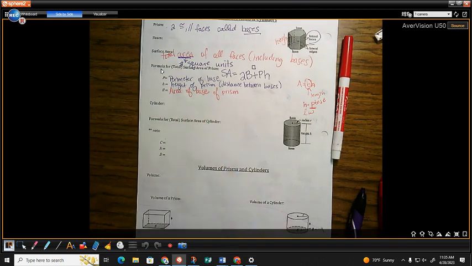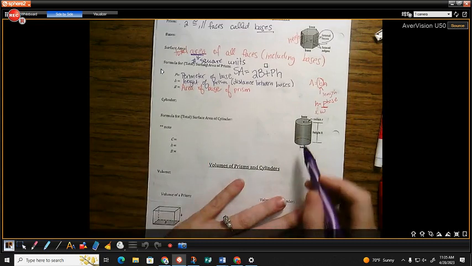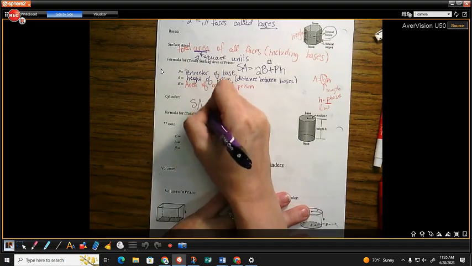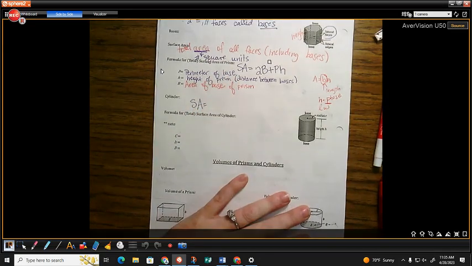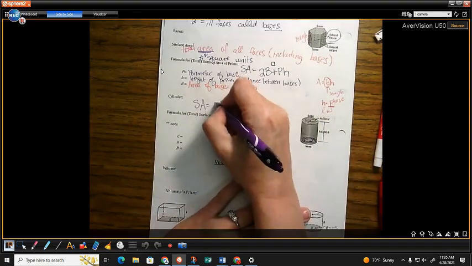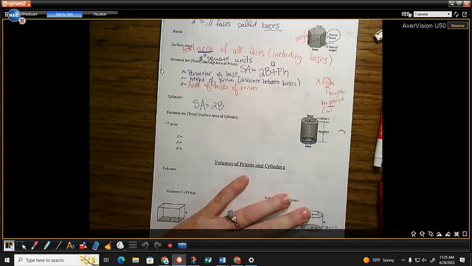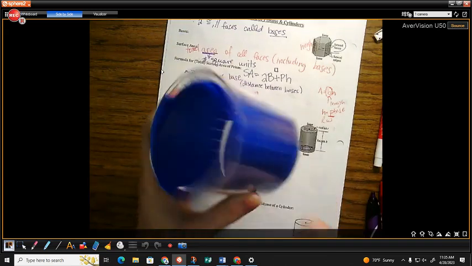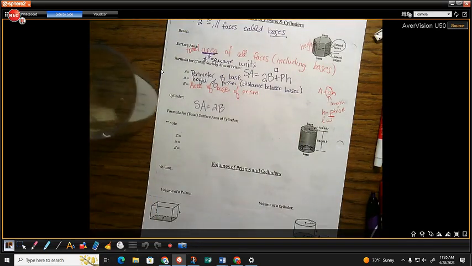What about a cylinder? Well, wait, isn't a cylinder just kind of a round prism? So how do you think I'm going to find its surface area? Well, how many bases does it have? 2. So I'm going to have to find the area of 2 bases. What about the lateral surface? What shape is it? It's also a rectangle.